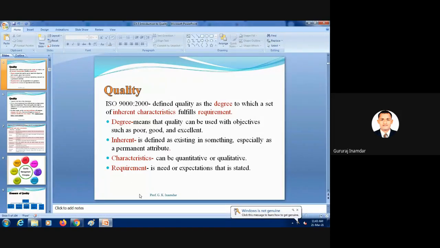So what is the degree they have given? Again, this is a standard definition, management language, so the weightage of that definition is very high. What is the degree? It means the quality can be used with adjectives such as poor, good and excellent, or we can give references to the quality.